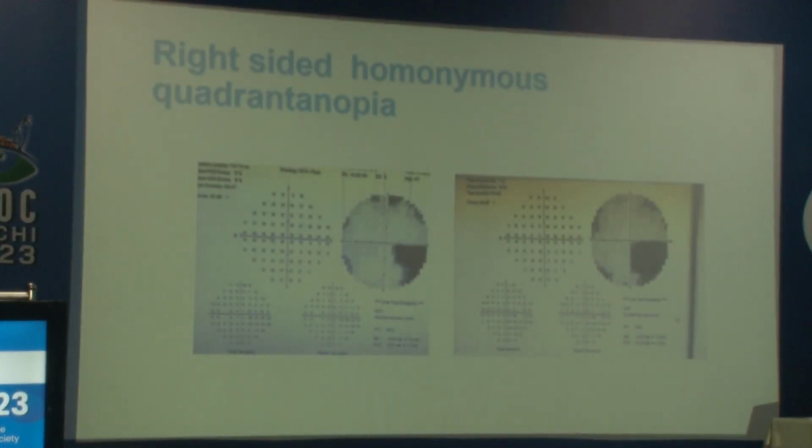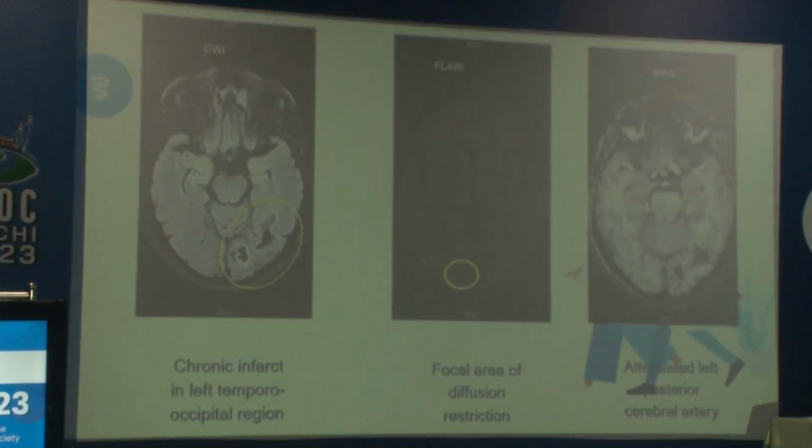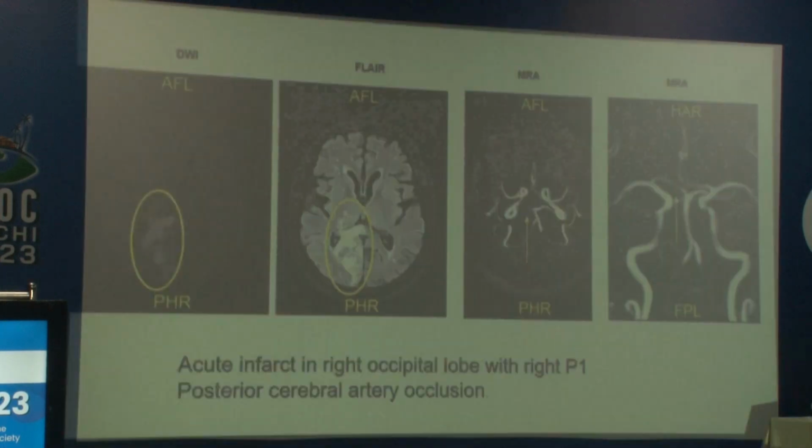This was an HFA of one of the patients, which showed a right-sided homonymous quadrantanopia. These are some MRI findings on the patient. This was a chronic infarct in the left temporal occipital region, which presented 3 months after onset. This is an acute infarct in the right occipital lobe with right P1 posterior cerebral artery occlusion.